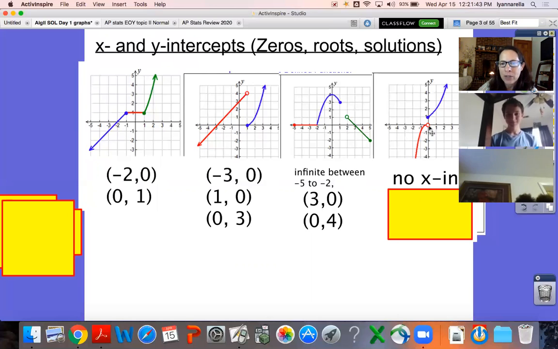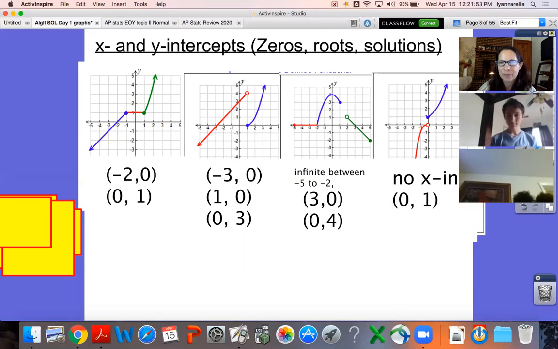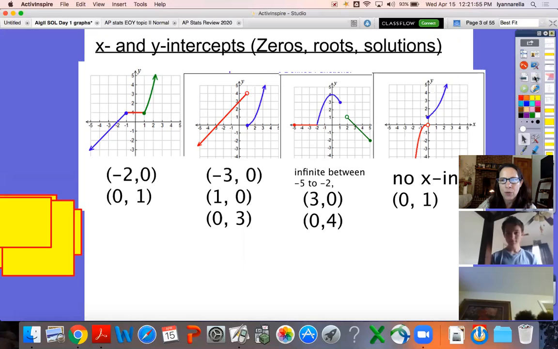Now for the y-intercept, you've got 2 choices. Again, the open bubble and the closed bubble. So what would the y-intercept be? 0, 1. 0, 1 is correct. Very good. Okay. So that's X and Y intercepts.